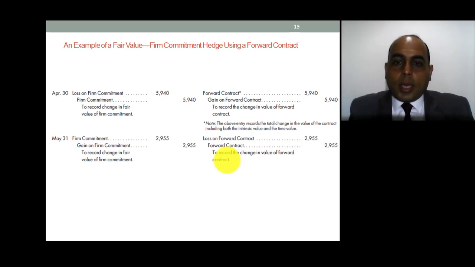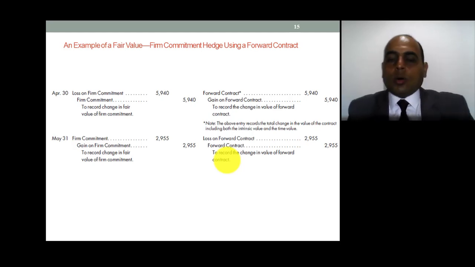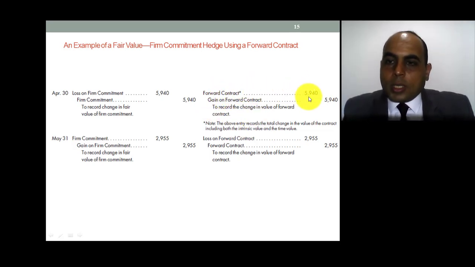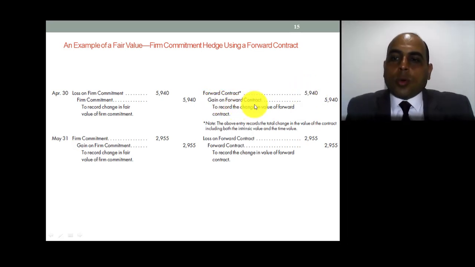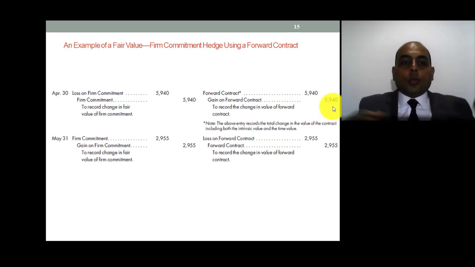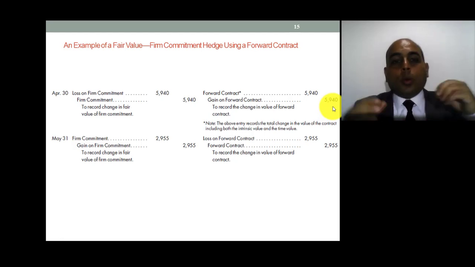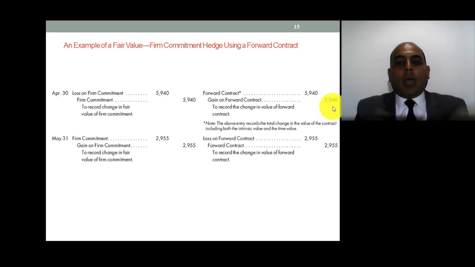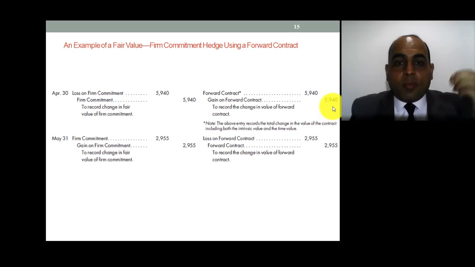Here we have a gain because we have entered into a forward contract. So forward contract will be debited by 5,940, the present value of the amount of gain. Gain on forward contract will be credited by 5,940. On the other hand, as we entered into a commitment, or as we provided a commitment to sell a certain amount of our inventory, in this case we have, on the other hand, a loss.